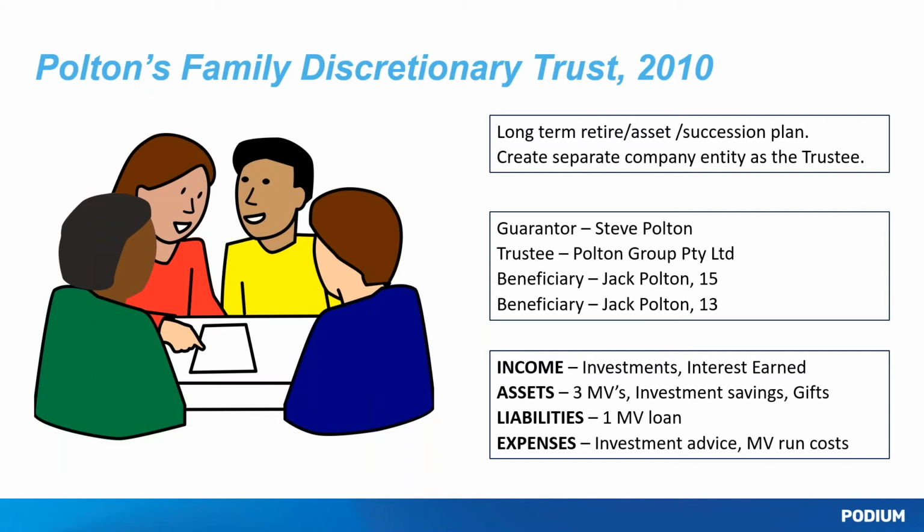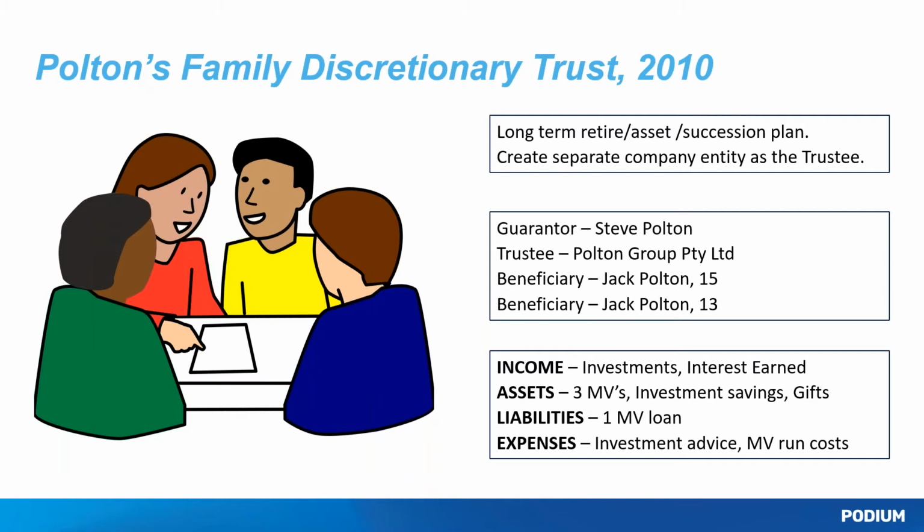Across the time, so they purchased their second motor vehicle in 2015, and then they purchased their third motor vehicle in 2019. Great. So they've got 3 motor vehicles and investment savings and gift savings that are accruing interest. Perfect. Liabilities. So the last motor vehicle that they purchased in 2019, it's not fully paid off yet, so they have that as a liability. And their expenses around seeking investment advice and motor vehicle running costs.